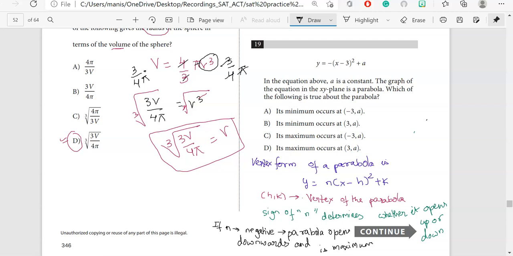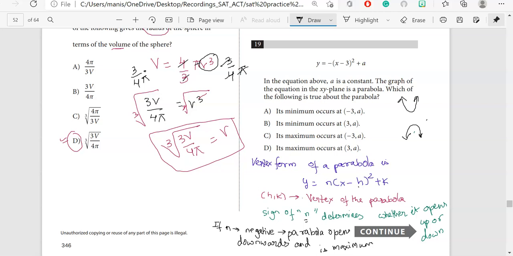First of all, I gave you the vertex form of a parabola: y is equal to n(x minus h) squared plus k, where h and k are the vertex of the parabola. The sign of n determines whether it opens up or opens down, like this or like this over here. If n is negative, the parabola opens downwards and n is maximum.